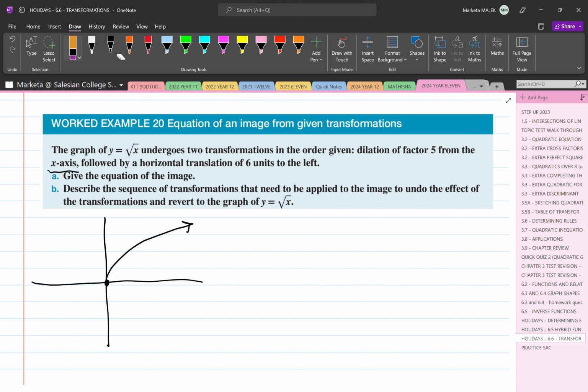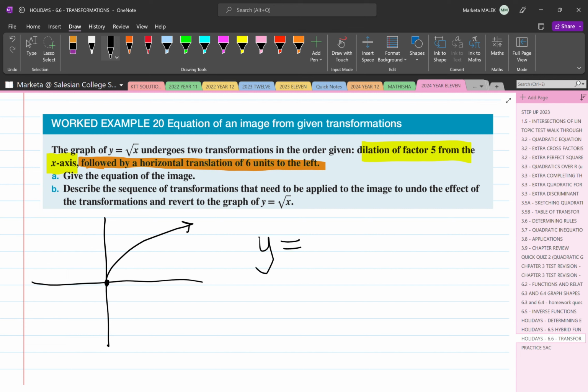And then, actually I might put them in different colours. Followed by a horizontal translation 6 units left. I think I used orange for that, so we'll do that. Oh, that's too fat. Okay, give the equation of the image. All right, well, let's see.